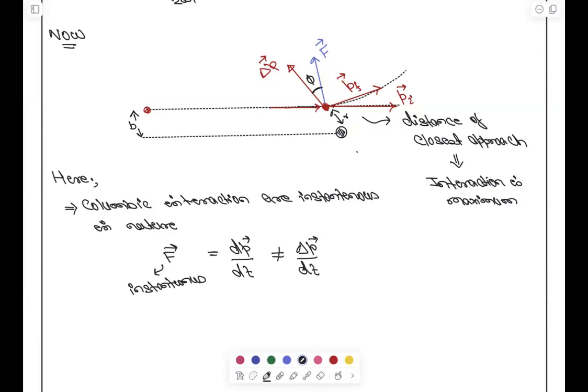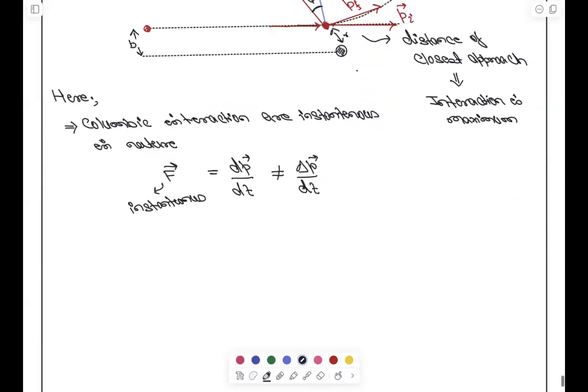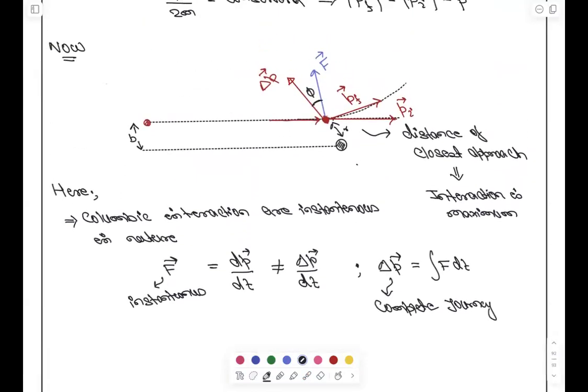One more thing. F is in the direction of dP, but delta P is something related to impulse, F dt. Delta P is the integration of F dt. So at every instant, F will change according to r, the distance between them. So delta P will be something like that. I hope everyone it is clear. So dP is instantaneous, and delta P is about the complete journey. This is the final momentum that we have put.